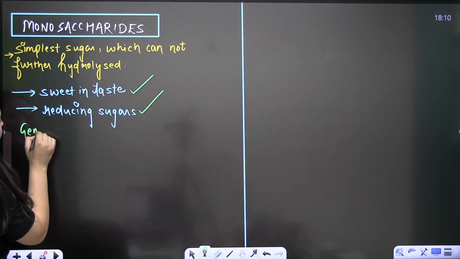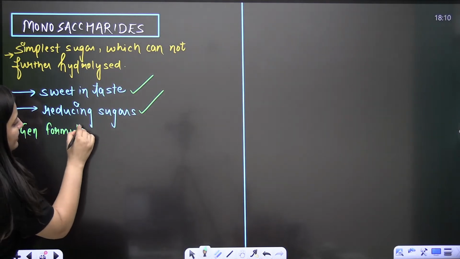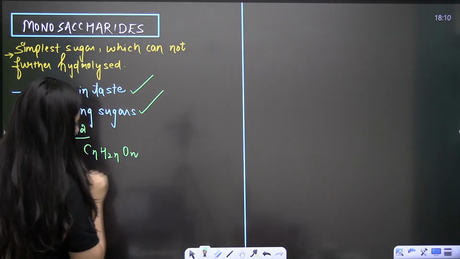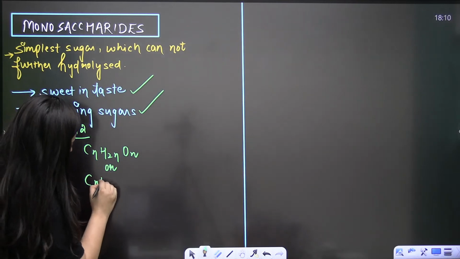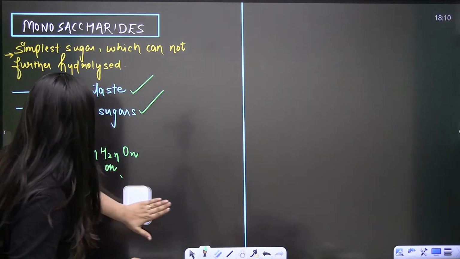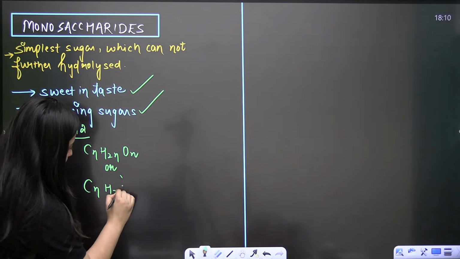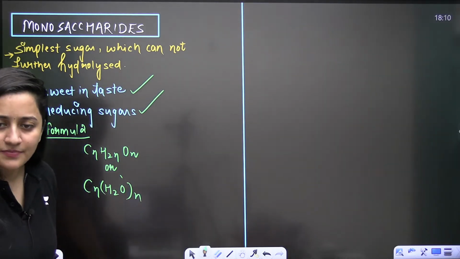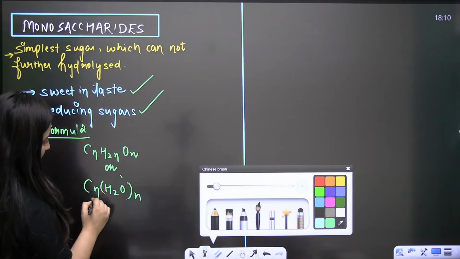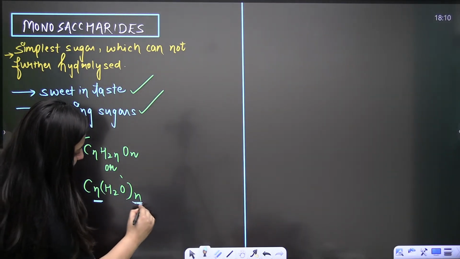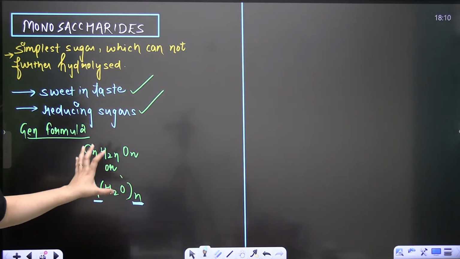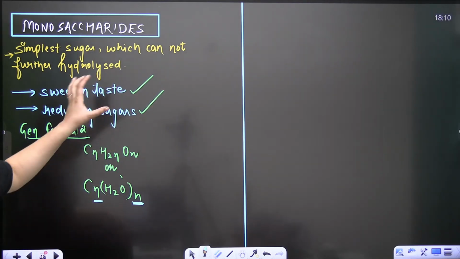Now in the case of monosaccharides, there is a general formula, that is CnH2nOn. Let me write it. This is the general formula for monosaccharides. Just look at it: the number of carbons and the number of water molecules is the same. That is why we call them hydrates of carbon.